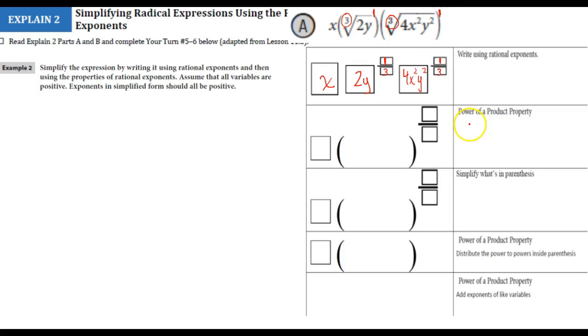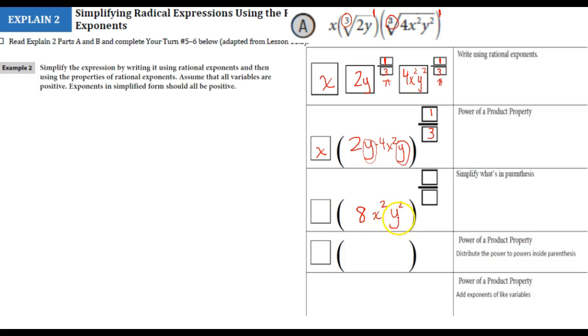The next step, it says, is to write a power of a product property. Since both of these have the same exponent, we can write all of this as 2y times 4x squared y to the 1/3 power. We would still bring down that x, and just as it says here, simplify what's in the parentheses. So 2 times 4 would be 8. I have 1y here and 1y there, so that makes y to the 2nd power. And since there's no partner for x squared, I'll just bring that down.